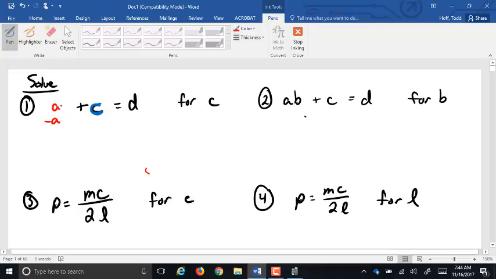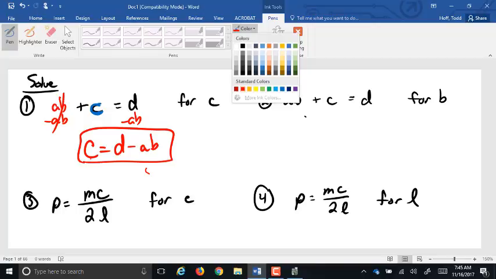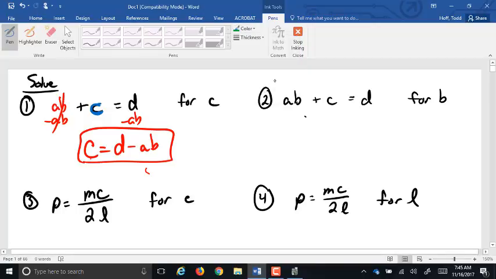What happened there? So we're left with C here. What's D minus AB? D minus AB. And that's it. Over here's a little more complicated.